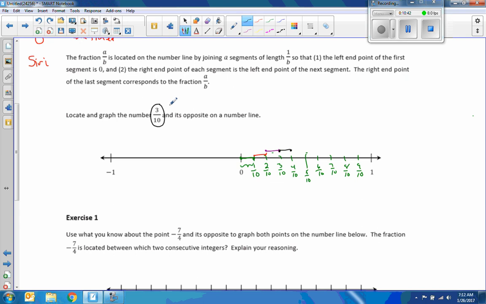Locate and graph the number 3/10. So let me erase what I have here.